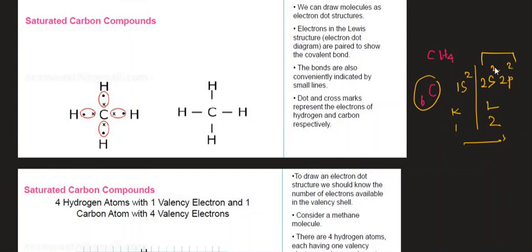So how many electrons are there? 4 electrons. So we can put these 4 electrons as dots: 1, 2, 3, 4. And what about hydrogen? Hydrogen has only 1 electron. So you can mark it as a cross. There are 4 hydrogen, so you can put 4 hydrogen. Now we can share the pair of electrons. So 1, 2, 3, 4, like this. So therefore you are able to get CH4, right?